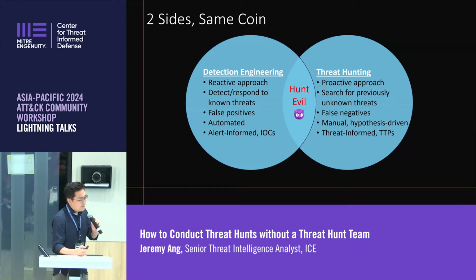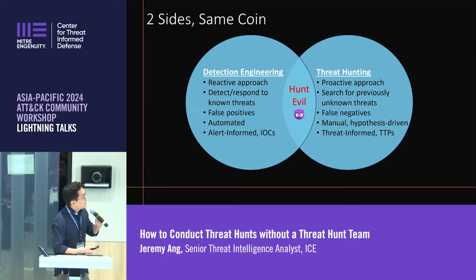So for example, if there are any findings from detection engineering, you can use them to pivot for a threat hunt, whereas findings from a threat hunt ultimately will feed back into detection engineering to improve upon your existing detection rules. So detection engineering takes a reactive approach and looks mainly at IOCs or indicators of compromise.